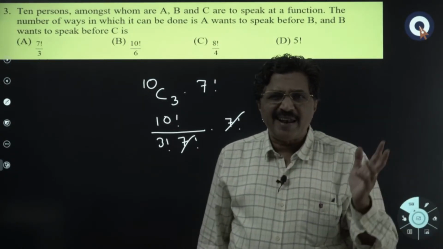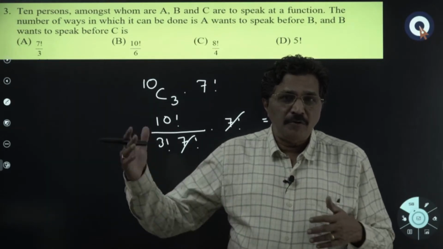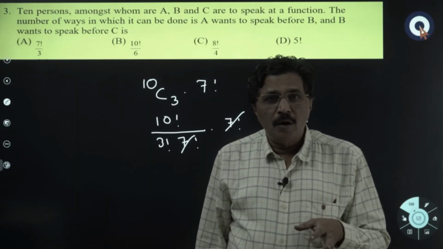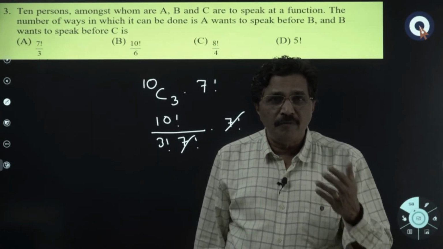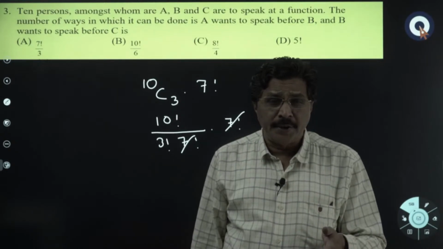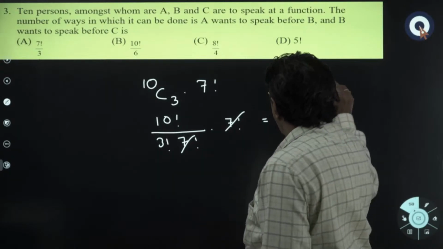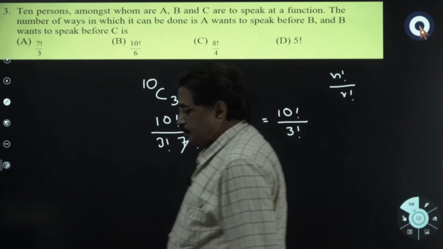So we can even generalize this. Suppose there are n people, and n people have to address a meeting one after the other, and there are r people who want to address in such a way that A should come before B, B should come before C, C should come before D, and so on. Then the number of ways in which we can arrange them will be n factorial by r factorial. So you can even generalize this. Hope it is clear.